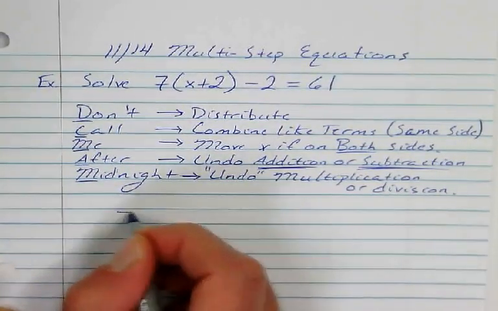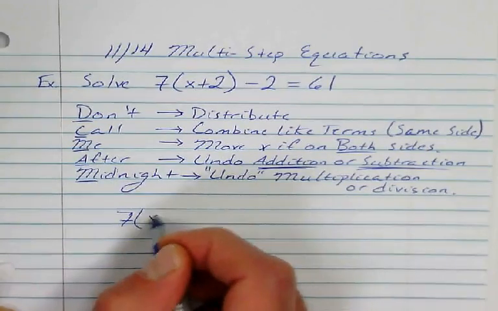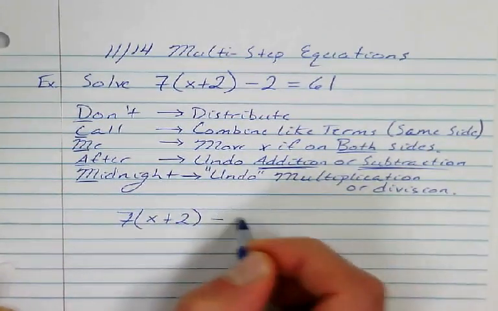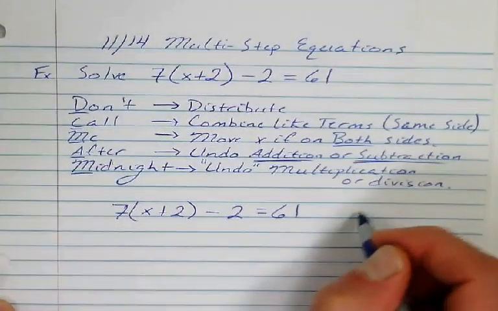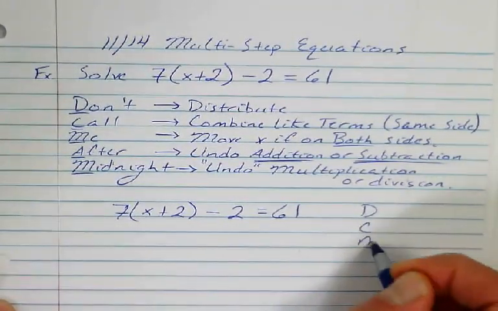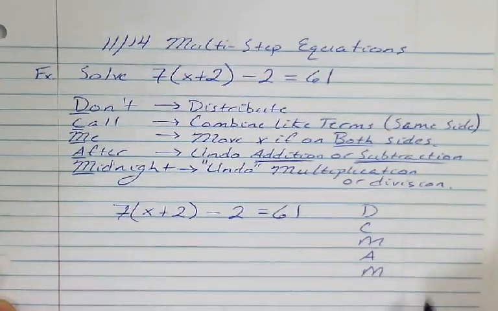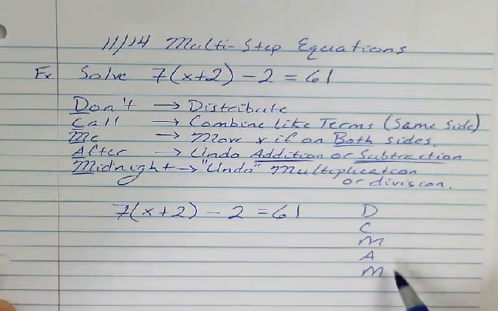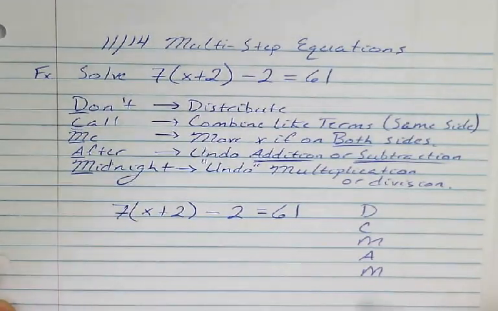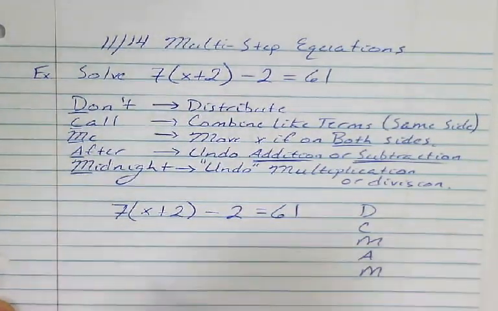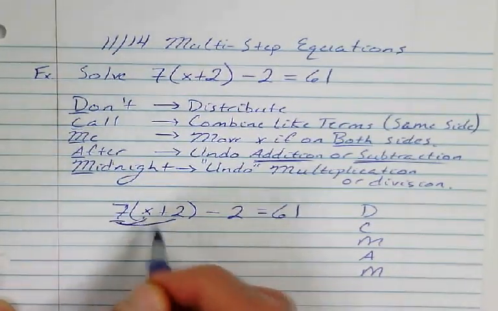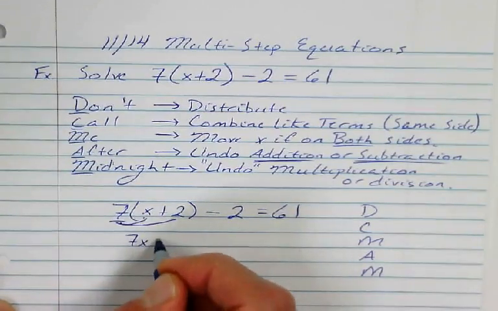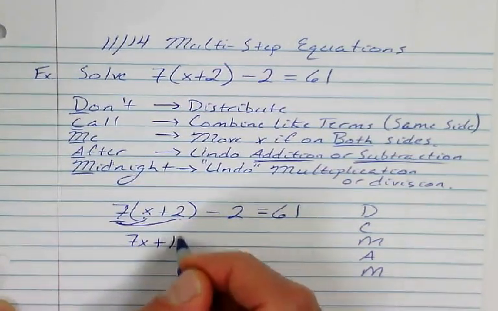So let's rewrite our example. 7 parentheses x plus 2, minus 2 equals 61. What I like to do is write down DCMAM in the margin. So don't call me after midnight. And I just follow these steps. Distribute. Do you see parentheses? Yes. So that means you multiply to distribute. So 7 times x is 7x plus 7 times 2 is 14.